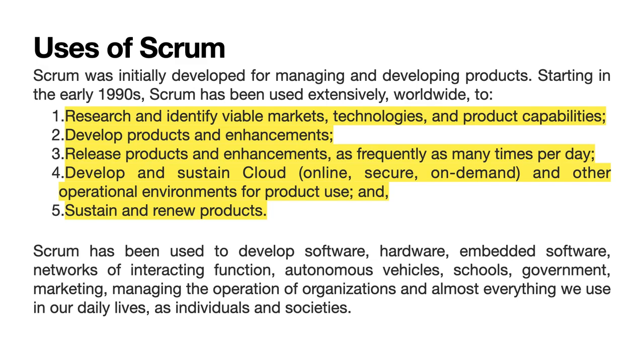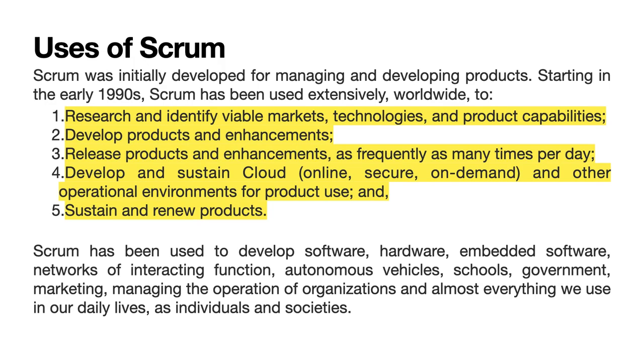Uses of Scrum. Scrum was initially developed for managing and developing products. Starting in the early 1990s, Scrum has been used extensively, worldwide, to research and identify viable markets, technologies, and product capabilities. Develop products and enhancements. Release products and enhancements, as frequently as many times per day. Develop and sustain cloud, online, secure, on-demand, and other operational environments for product use, and sustain and renew products.